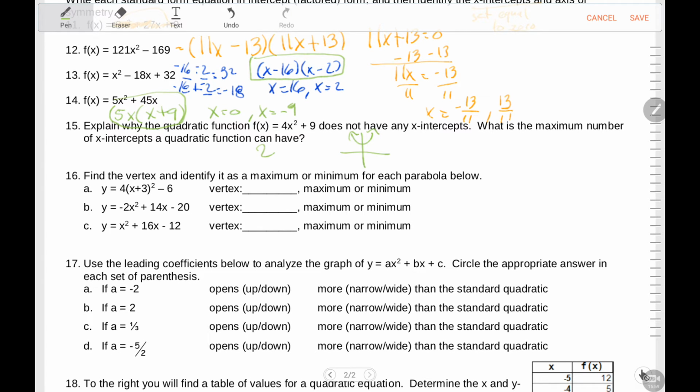Find the vertex and identify it as a max or a min. Well, the vertex here is going to be -3, -6. This is pointing up, so we will have a minimum.